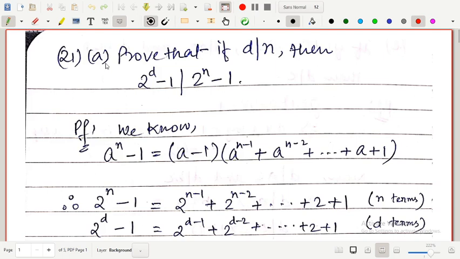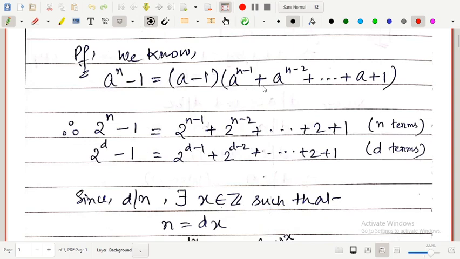So the first question is: prove that if d divides n, then 2 to the power d minus 1 divides 2 to the power n minus 1. This is our first question. If d divides n, then 2 to the power d minus 1 divides 2 to the power n minus 1.